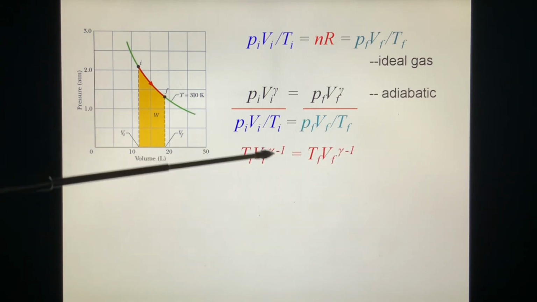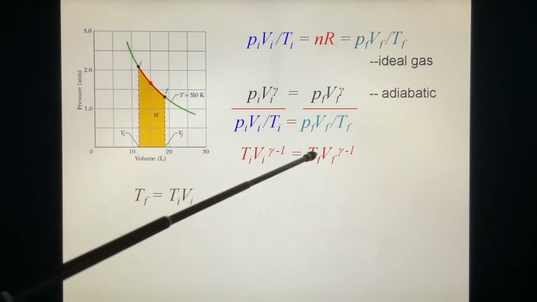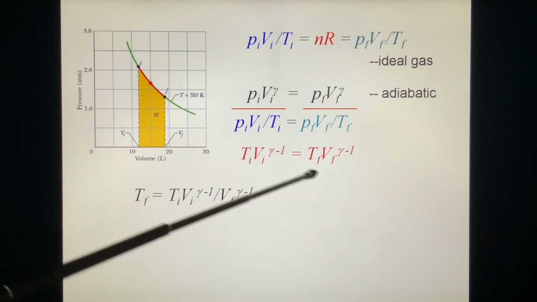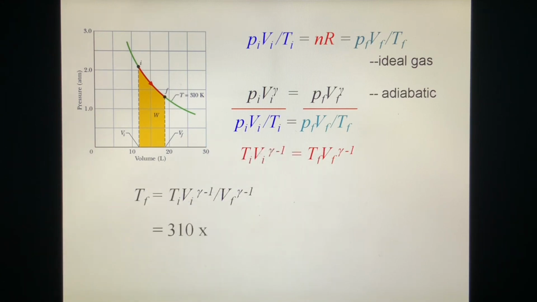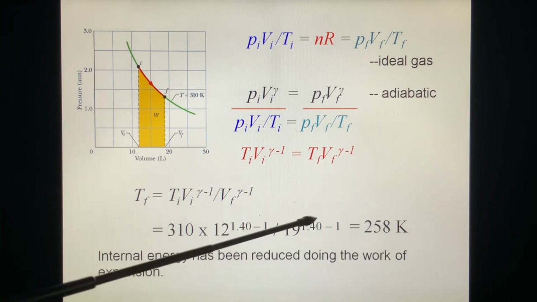Why do we want to do this? Because T_i is given. So T final equals T_i times V_i over V final to the gamma minus 1. We put the numbers in and get T final of about 258 Kelvin. The temperature gets lower. Internal energy has been reduced due to the work of expansion, because delta T is negative.